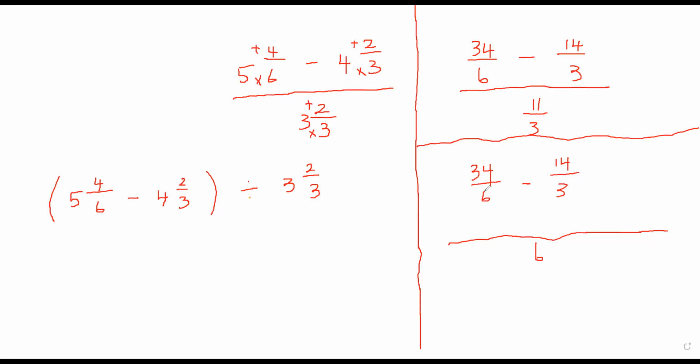Then we need to divide the LCM by the 2 denominators. So 6 into 6 is 1. We take that 1 and multiply it by the numerator. 1 times 34 gives me 34. Subtract: 3 into 6 gives me 2, and 2 times 14 is 28. We subtract the 28. What will we get? We get 6 upon 6.